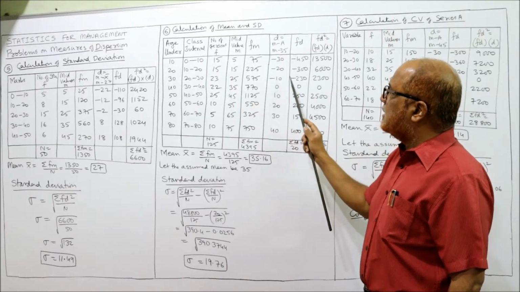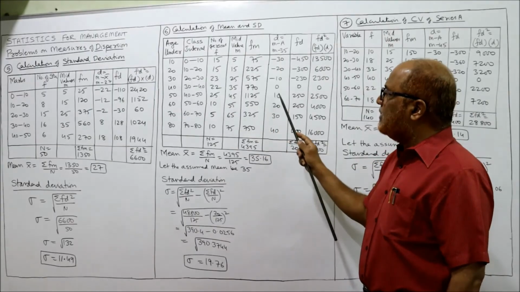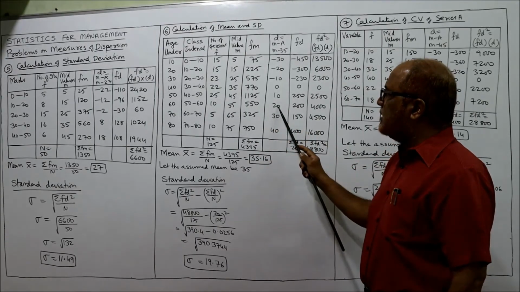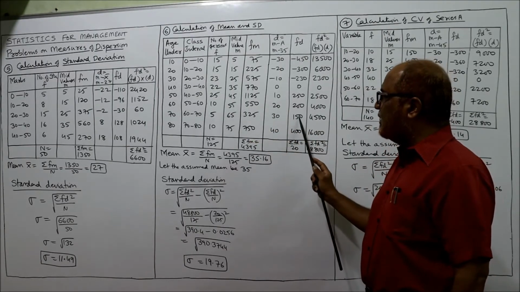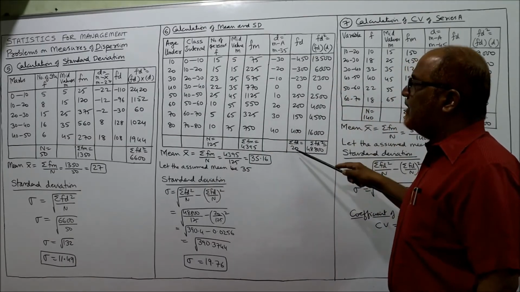23 into minus 10, minus 230. 22 into 0, 0. 25 into 10, 250. 10 into 20, 200. 5 into 30, 150. 10 into 40, 400. We have calculated the FD.